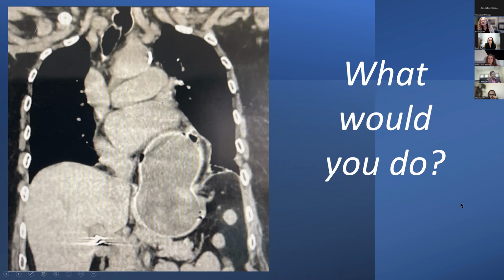Anybody else have a different opinion? How urgent is this? Did you do this right after the CT as soon as you get the results? She's having epigastric pain. I would call it urgent, like an incarcerated gastric hernia. Yes, I would call it urgent.